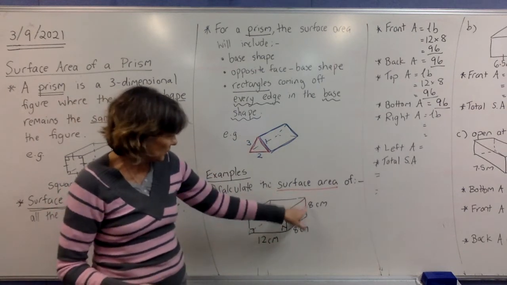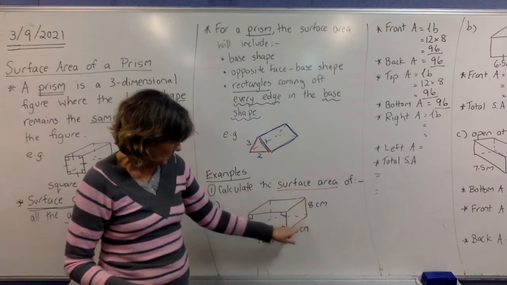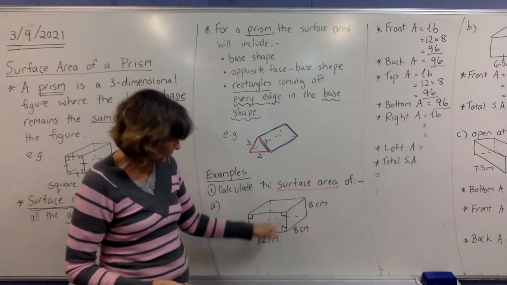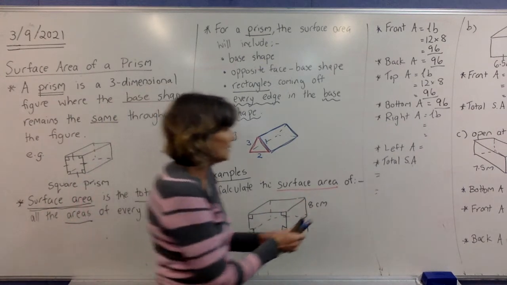Okay, the right surface is this one here. It's another rectangle, length times breadth. So we're doing 8 times 8.